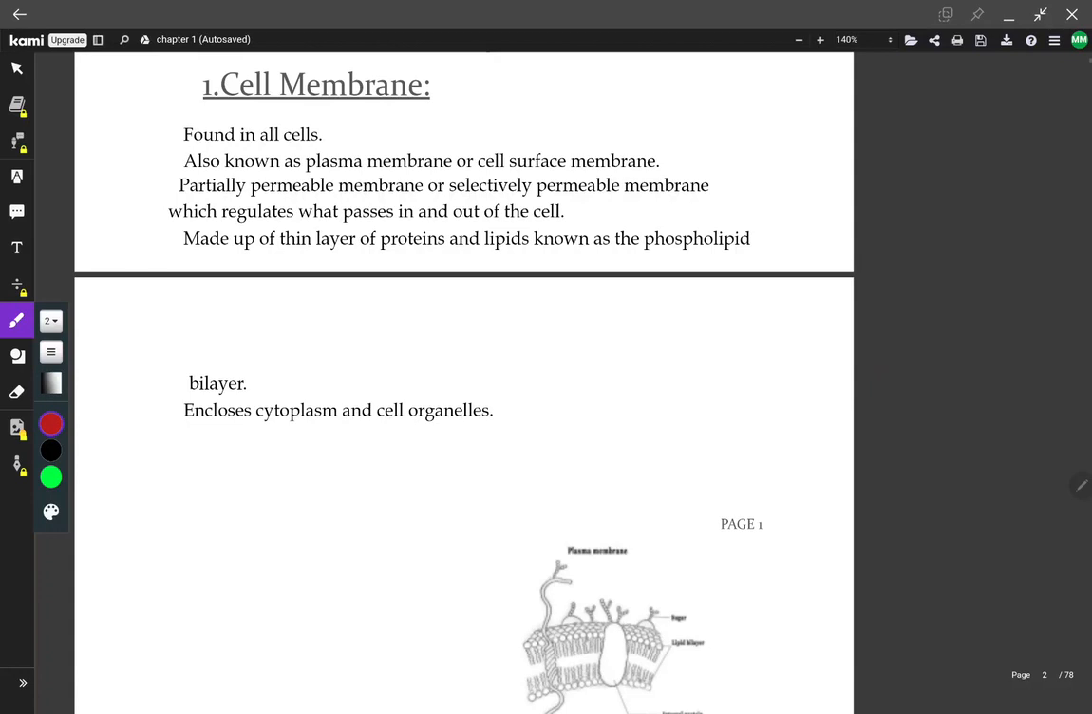So if we have a question that asks about the functions of the cell membrane, you can say that it's a partially permeable membrane which regulates what passes in and out of the cell. Okay? And the second function of the cell membrane is that it encloses the cytoplasm and all the cell organelles. We're going to learn what the cytoplasm and all the other cell organelles are later on.